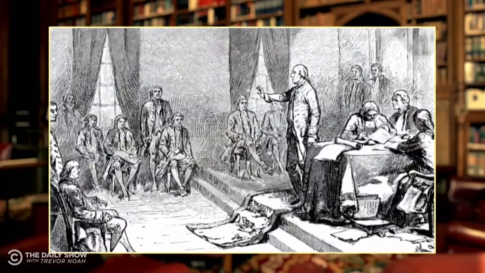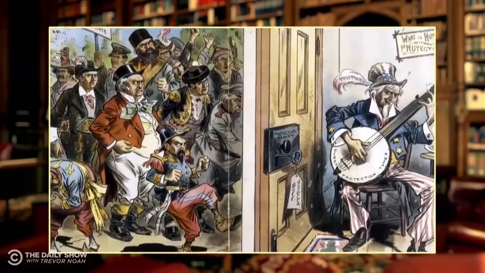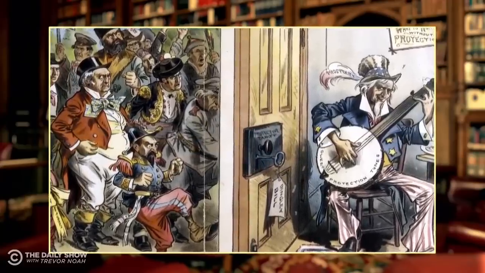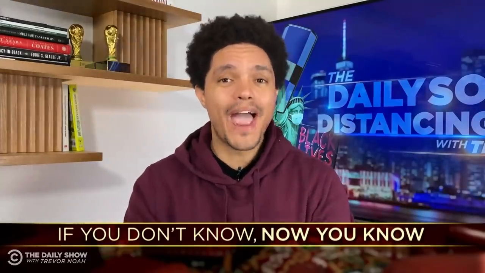They thought by creating this wise group of elites, these electors could filter popular passions. They were afraid of a demagogue being chosen. They mistrusted direct democracy. Alexander Hamilton wrote that the goal was to ensure that, quote, the office of president will never fall to the lot of any man who is not in an eminent degree endowed with the requisite qualifications. That's right. According to Alexander Hamilton, the office of the president will never fall to the lot of any man who is not in an eminent degree endowed.